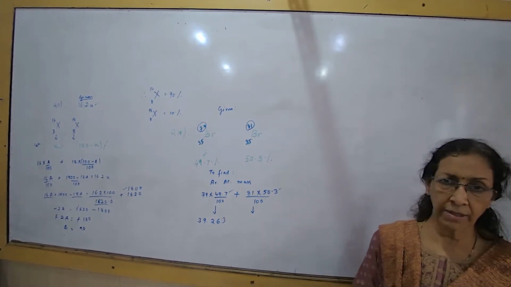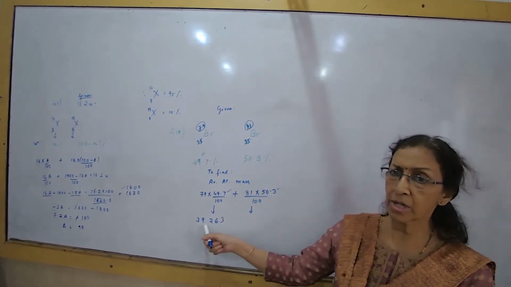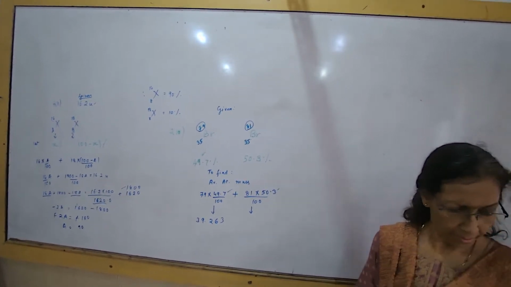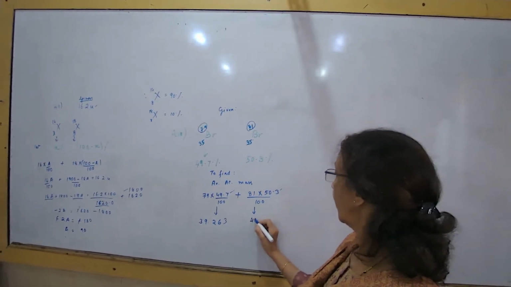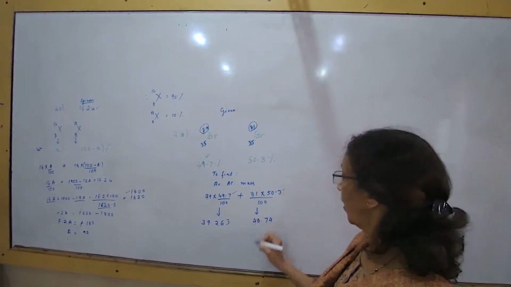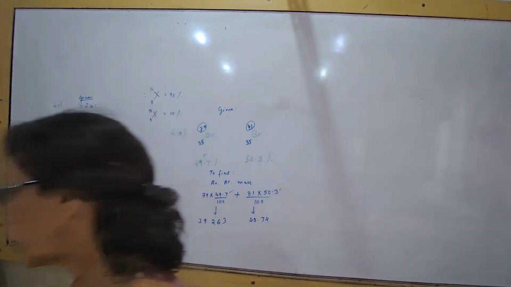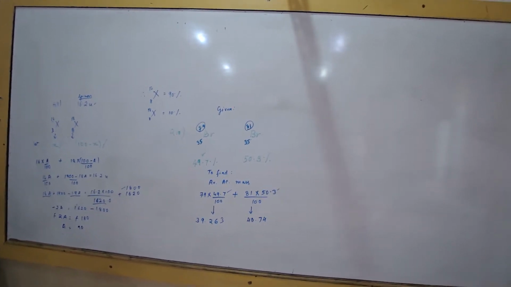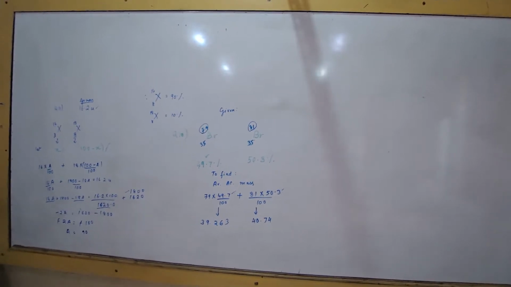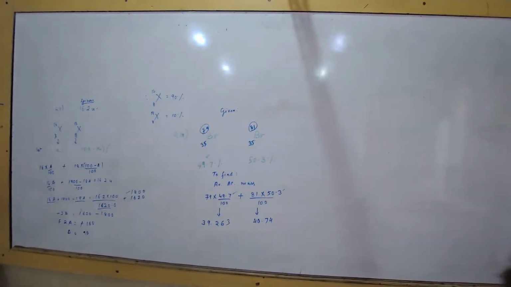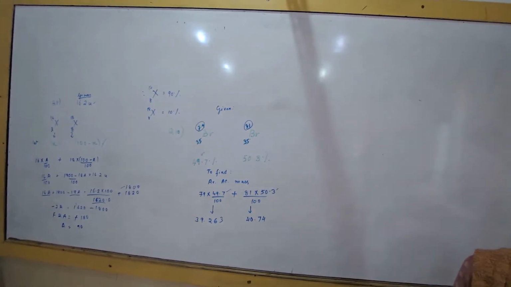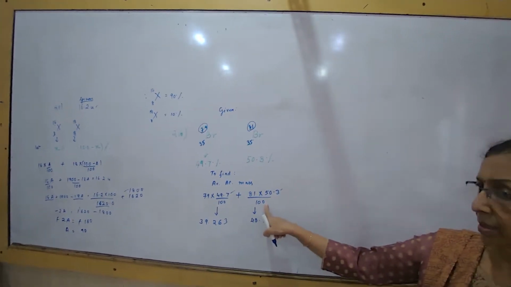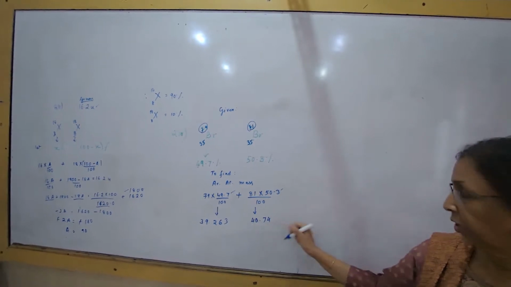50.3 times 81. Did you get this number, Kaushik? You got this number? Yes, come on. Next one. 4, 0, 7. 4 point... 40743. Divided by 100. So 40.743.